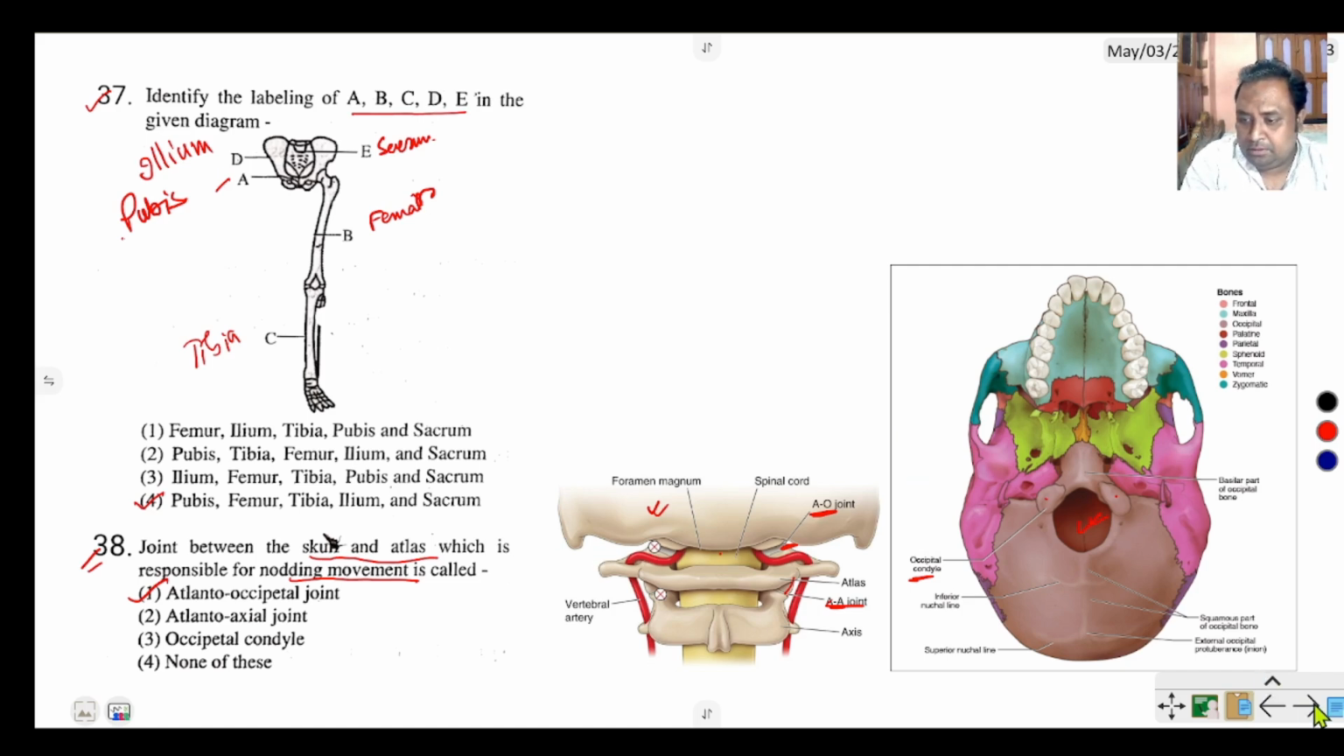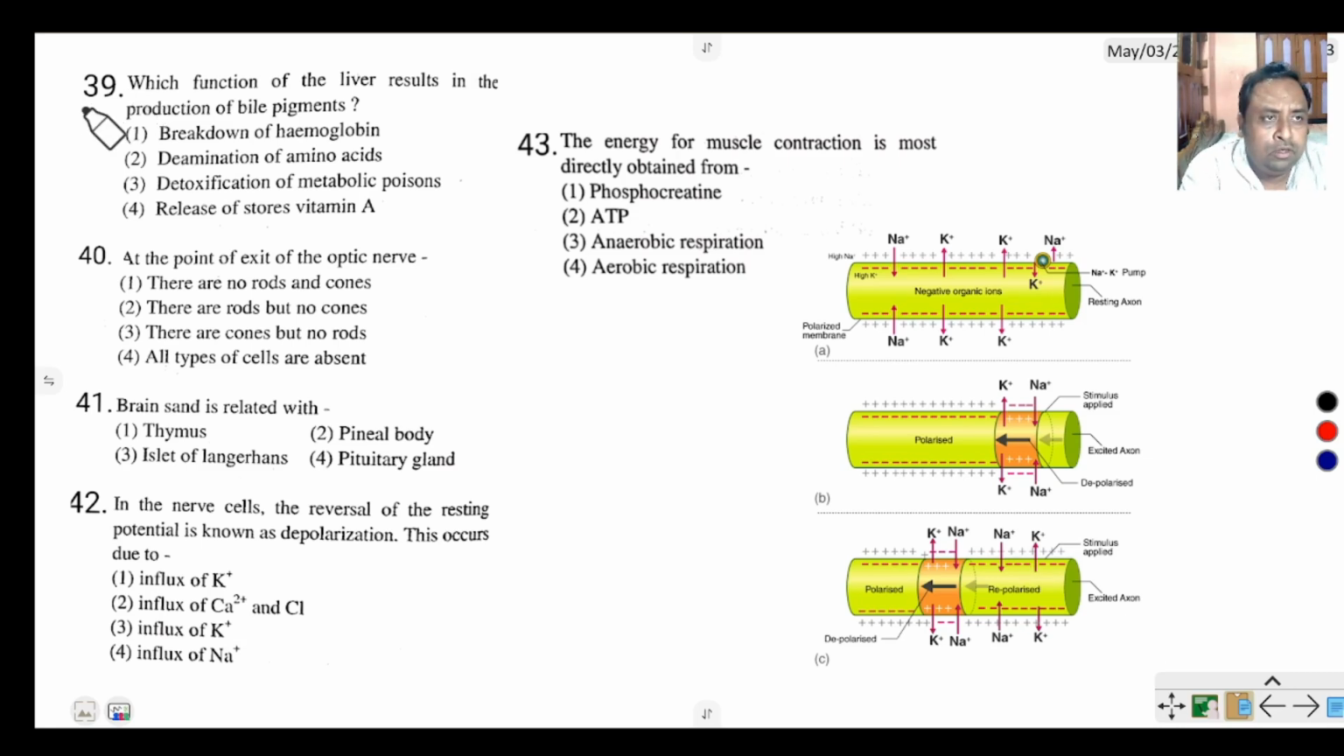Next question, 39. Which function of the liver results in the production of bile pigment? Bile pigment means bilirubin and biliverdin. These two are bile pigments produced by the breakdown of hemoglobin, not by deamination of amino acids, detoxification of metabolic poison, or release of stored vitamin A. This is the breakdown of hemoglobin.